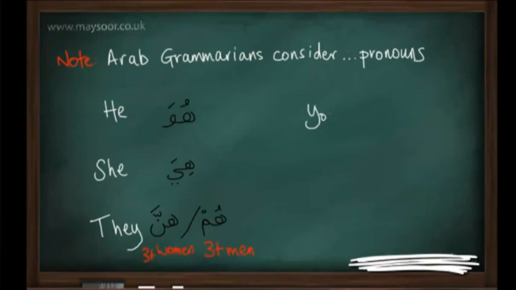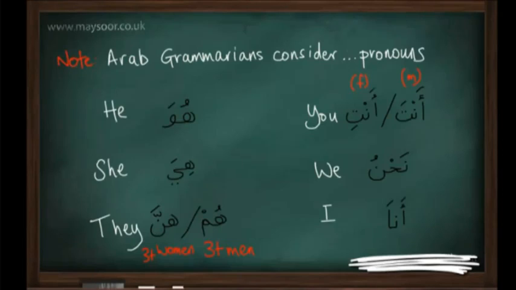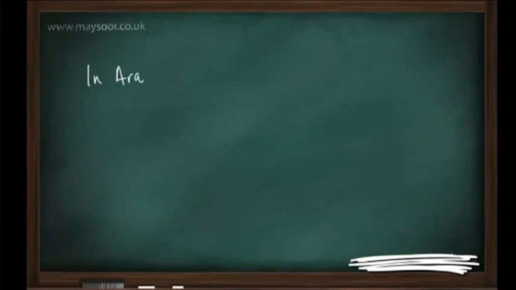You, pronounced anta or anti. Anta is for singular masculine. Anti is for singular feminine. We, pronounced nahnu, and I, pronounced ana, as nouns. In Arabic, we also have a pronoun if we want to refer to two people specifically, be it two men or two women, or one man and one woman. And it's referred to as huma.